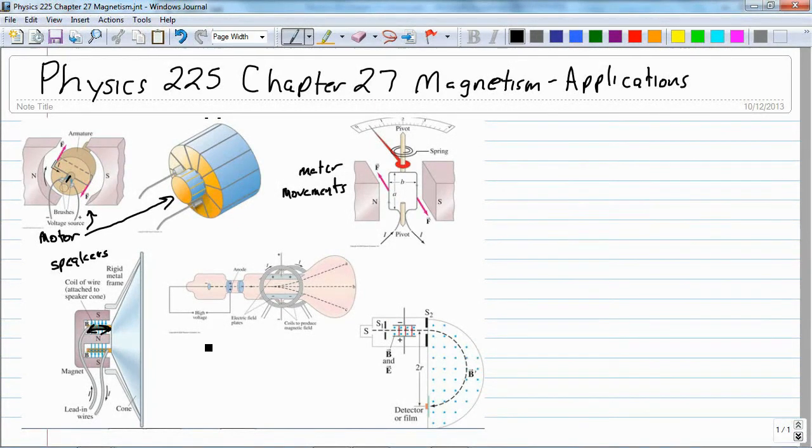This is a cathode ray tube. This used to be what was in your television. They have been fairly well outlawed. One, they take a lot of energy, and two, if you're sitting on this side of the tube where you would see your display, you get electron radiation.